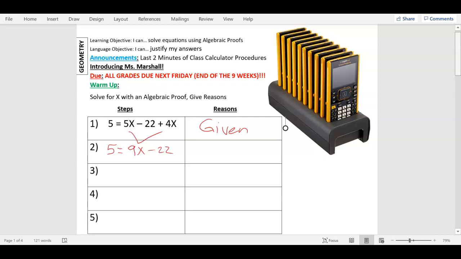What did I just do? Okay, I know I added 5 and 4, but you don't want to put adding or addition property because it's only on one side. When you combine on one side, it's called combining like terms, if you remember that from yesterday. Combining like terms.